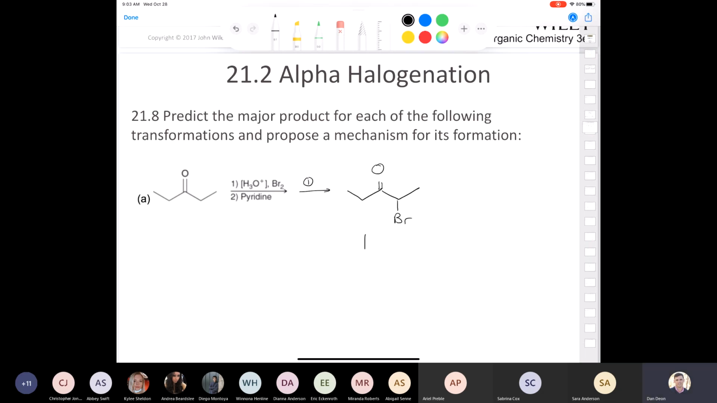And then after the second step, when we treat that with pyridine, we're going to end up doing an elimination, and we're going to end up with the alpha, beta unsaturated ketone. That didn't sound right coming out of my mouth. Like that. There we go. All right, let's move on to the next one.